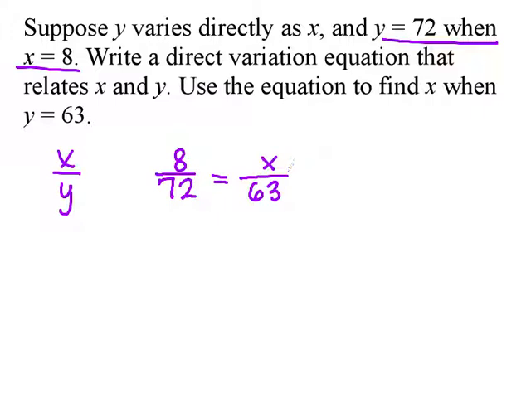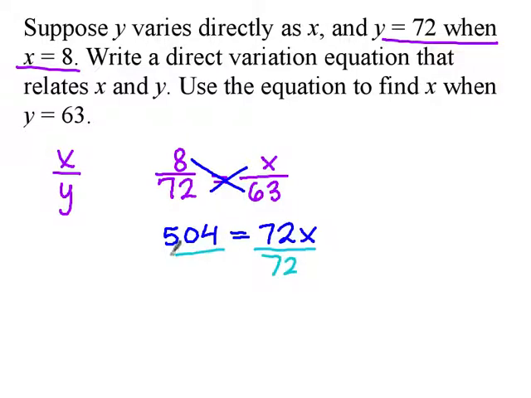So now I'm going to cross multiply. So let's go ahead and take 8 times 63. What do you get? You're close. I wouldn't reduce first. You could. 504 equals, what do you get here? 72x. So how do you solve that? Divide by 72. What does x equal? 7. There you go.